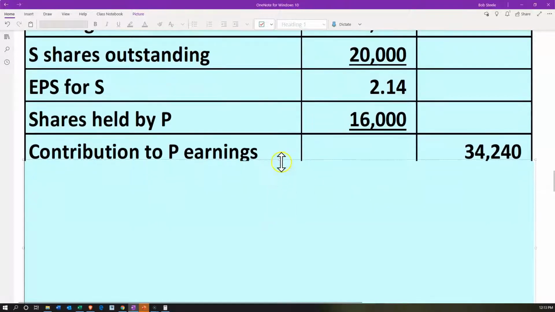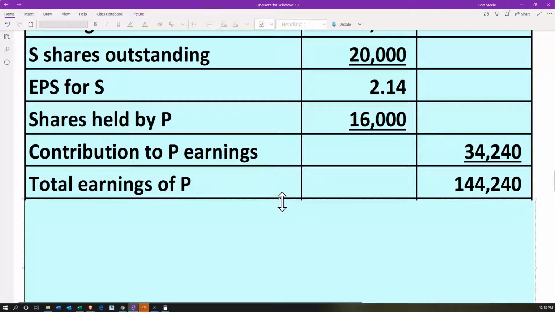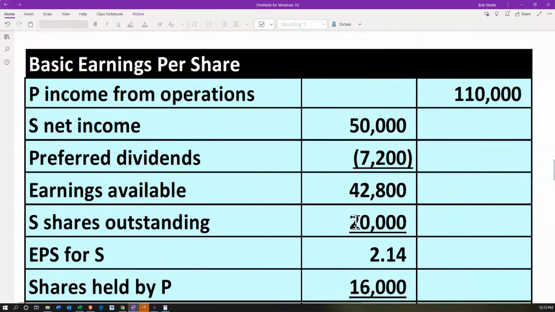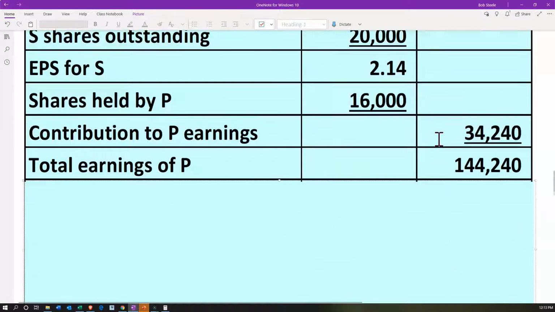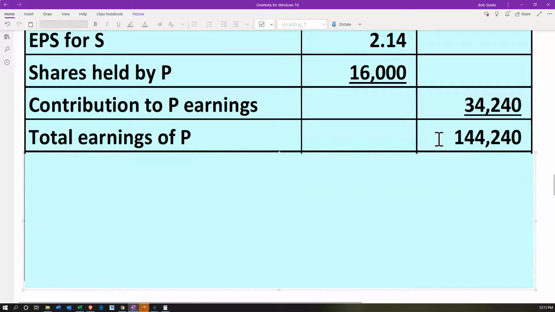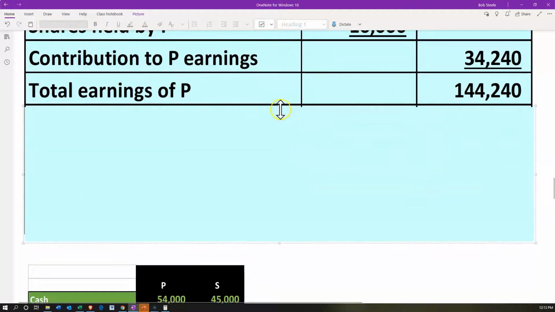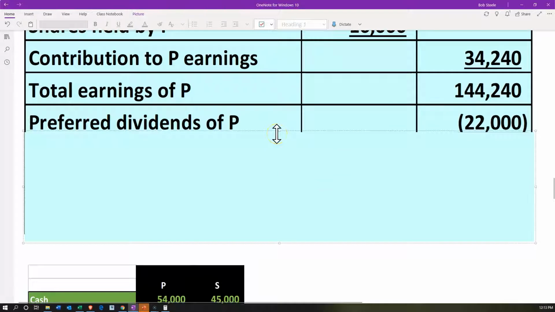There's the 34,240. Then we want to give the total earnings of P, which is going to be the earnings on P's books, the 110,000, and now the 34,240, giving us then the 144,240. Then we're going to have the preferred dividends of P that we're going to have to remove because they're going to get paid first. And once again, we're thinking about the common stock earnings per share calculation.